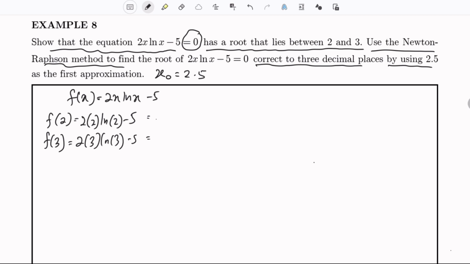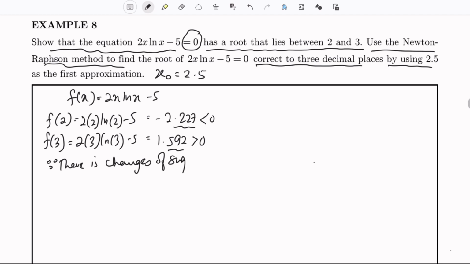So use your calculator. So negative 2.227. So here will be 1.592. So you see here, we have 3 decimal places. So one less than 0, one greater than 0. Since there is a change of sign, hence there is a root between 2 and 3. Hence shown.